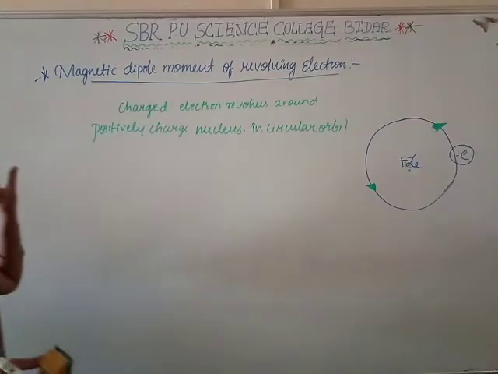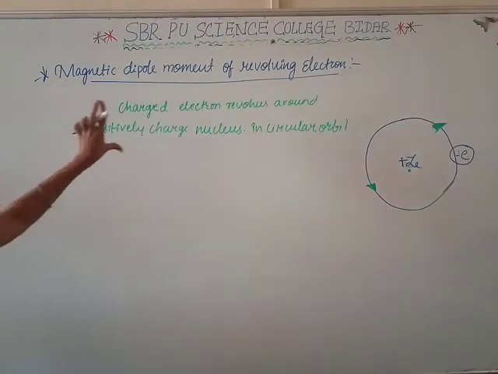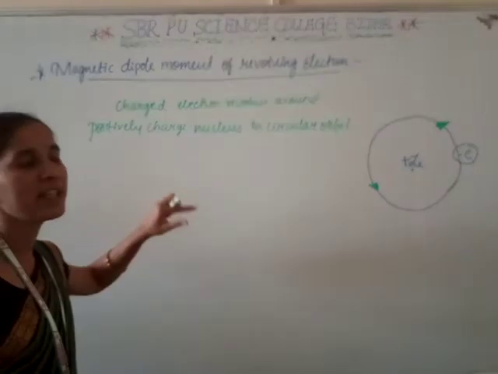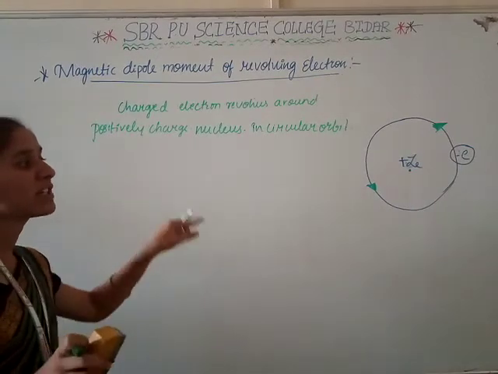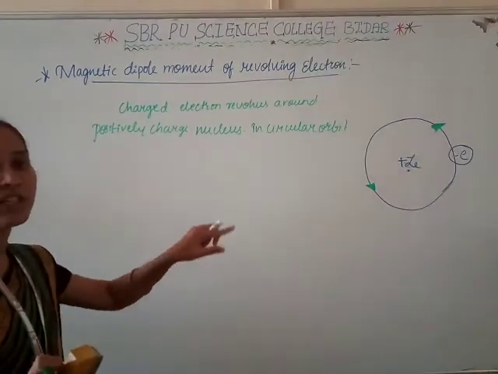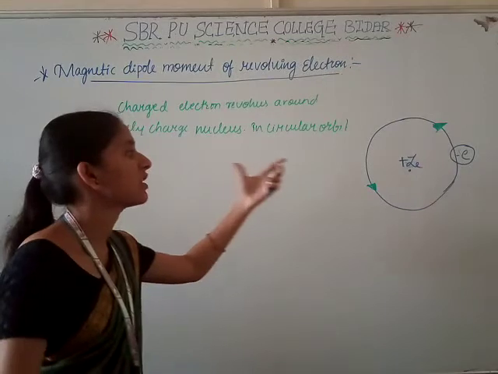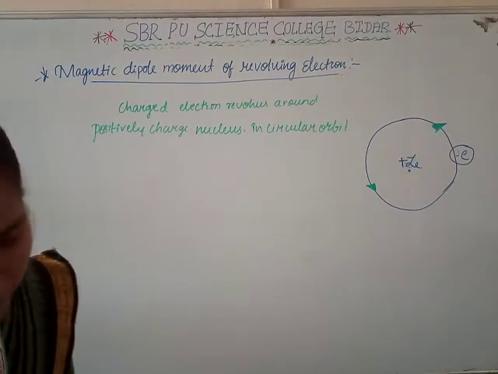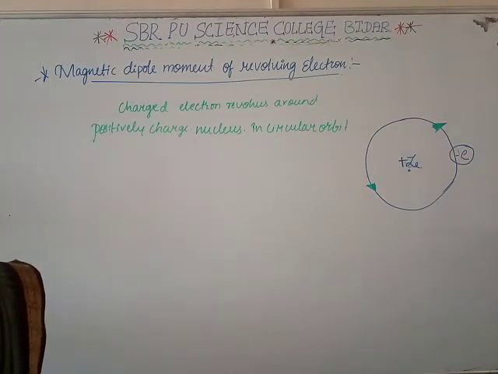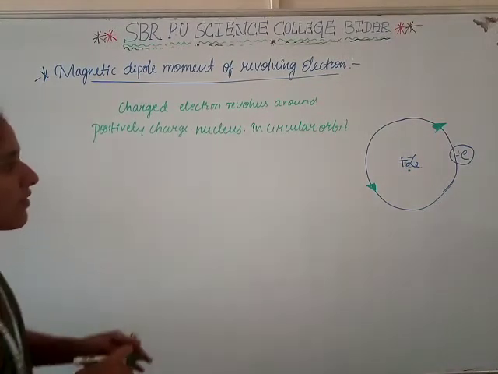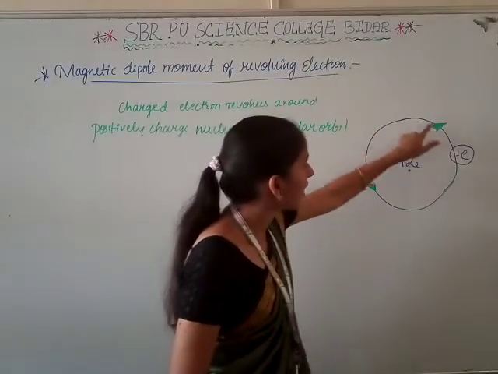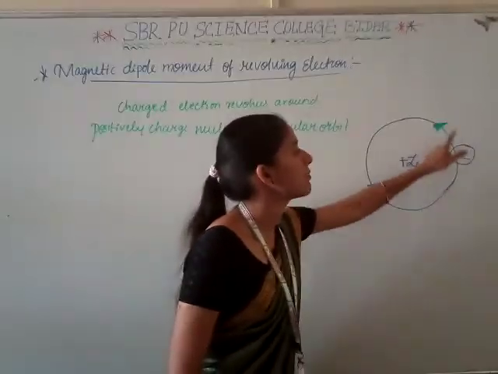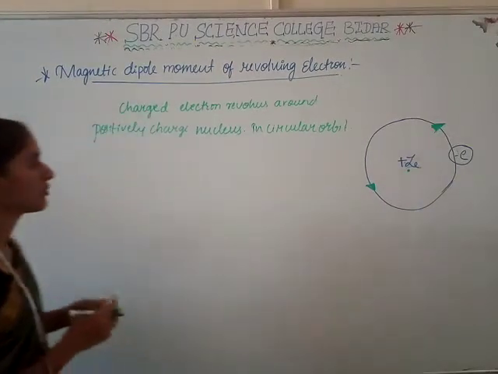Here we have to show the magnetic dipole moment of a revolving electron. When the electron is revolving around the positively charged nucleus, what is the magnetic dipole moment here? Now, the electron charge, when revolving around the nucleus, performs a uniform circular motion.